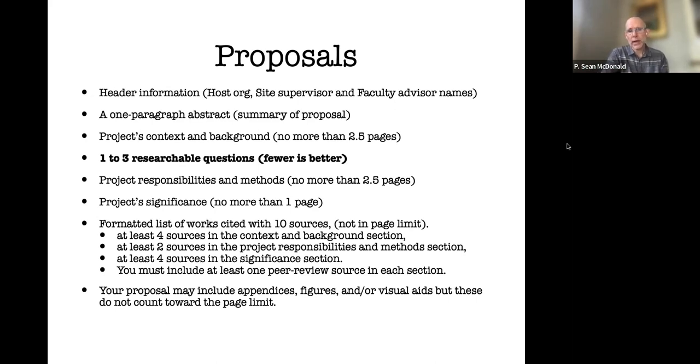The research question, I personally think it's good to have one singular research question, but you could have a few if the need arises. The project responsibilities and methods section, again, shouldn't be any more than 2.5 pages, and it should lay out 2 separate things: the responsibilities to your organization as well as your methodology for answering the research question. And then last, there's a project significance. What is the significance of the work that you're doing? And that's a difficult thing sometimes to come up with, but you do need to think broadly about your contribution.